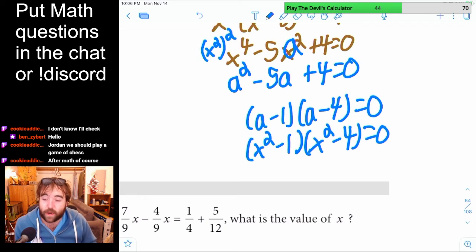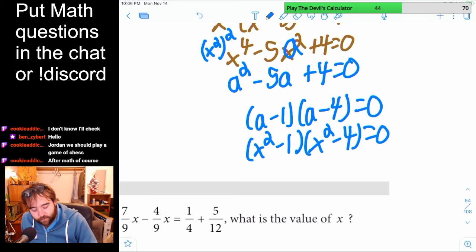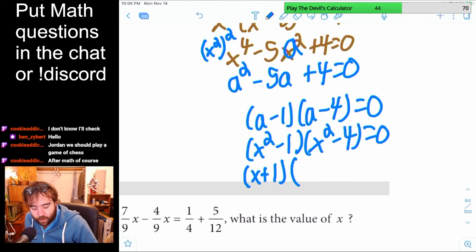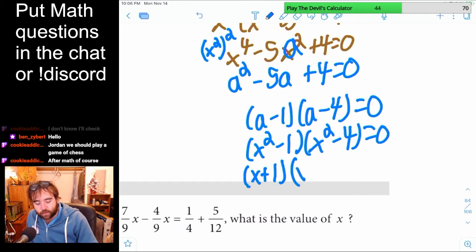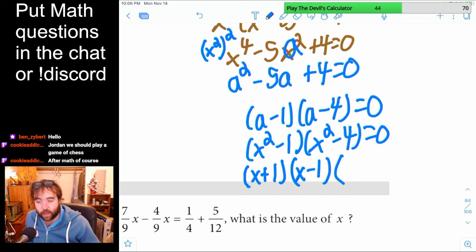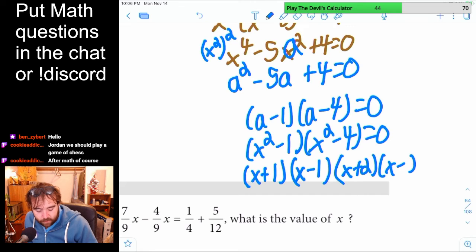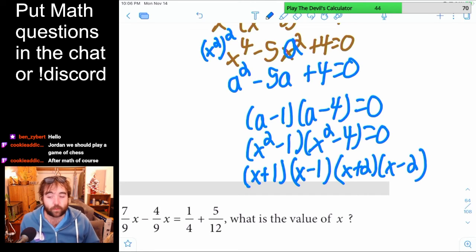People always forget this, but x squared minus 1, that factors. That's the difference of two squares. That's the most important factoring pattern. x squared minus 1 is x plus 1, x minus 1. Just the same, x squared minus 4 is x plus 2, x minus 2. Just the square root of those numbers.